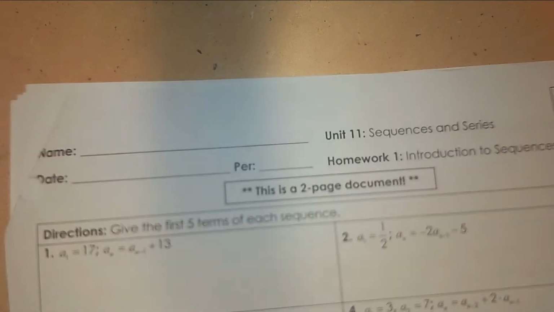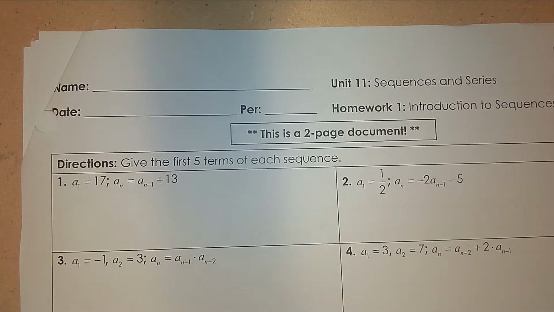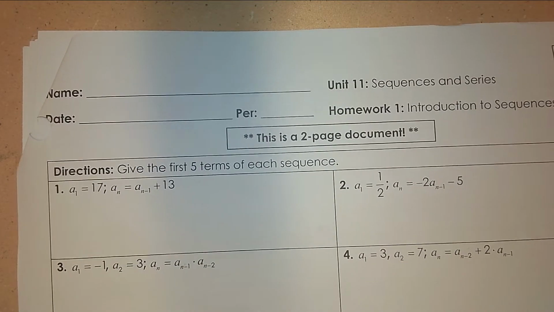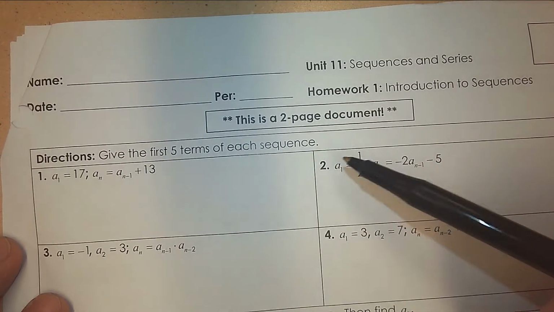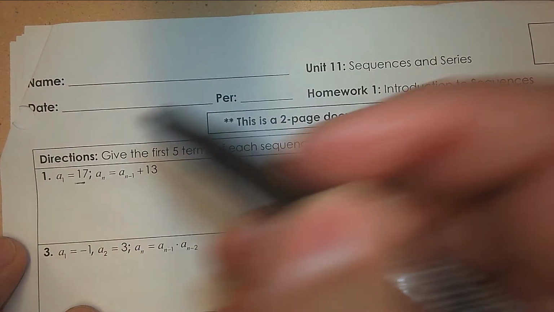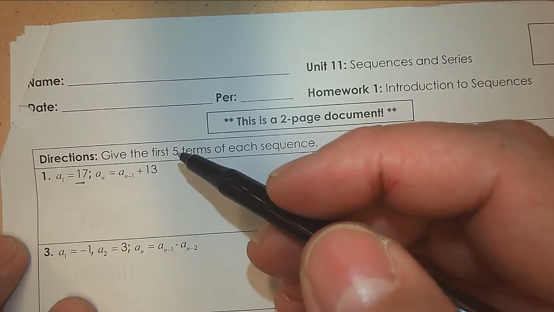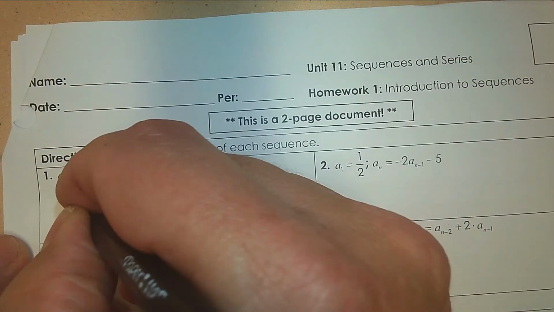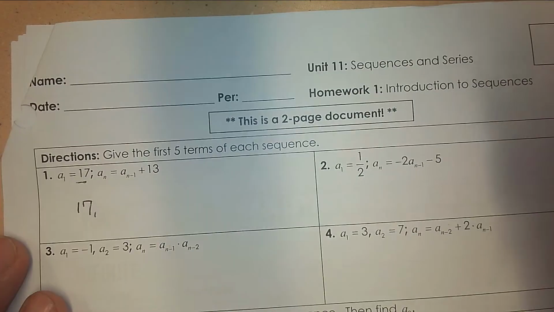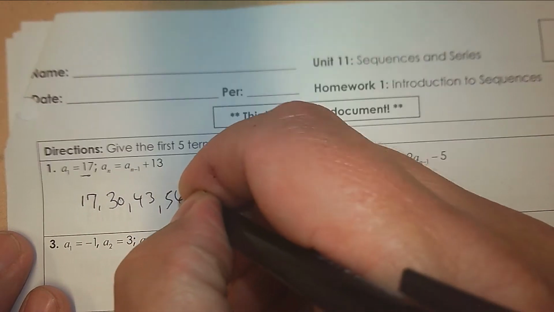All right, here's the homework for sequences and series to have an understanding of them. This sequence is defined with the first term being 17. Then for each term thereafter, you're going to add 13 to that. So if you give the first 5 terms, the first term is 17, and then you just add 13 each time till you get to the 5th term.